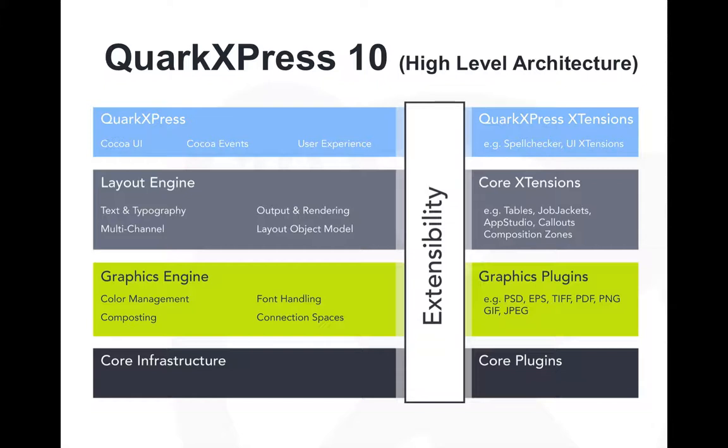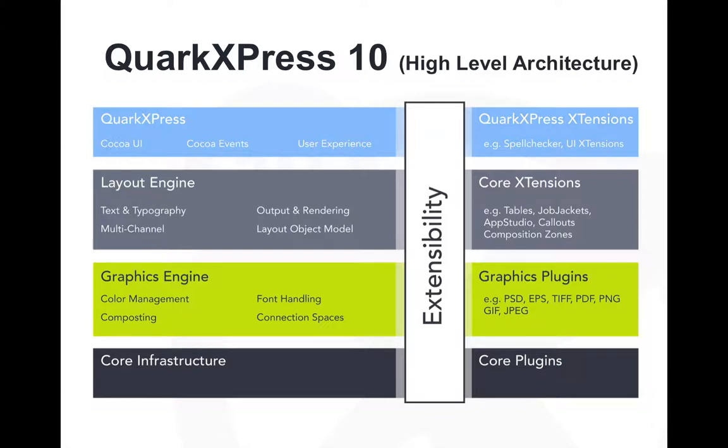So the layout engine, which handles text and typography, multi-channel publishing, output, and the different layouts. And then something that's brand new that we're going to talk about a lot more in this presentation is the new graphics engine. And the graphics engine is handling color management, compositing, font handling, and what we call connection spaces. And then at the very bottom of that, we have a core infrastructure. And each of those layers is also extensible.